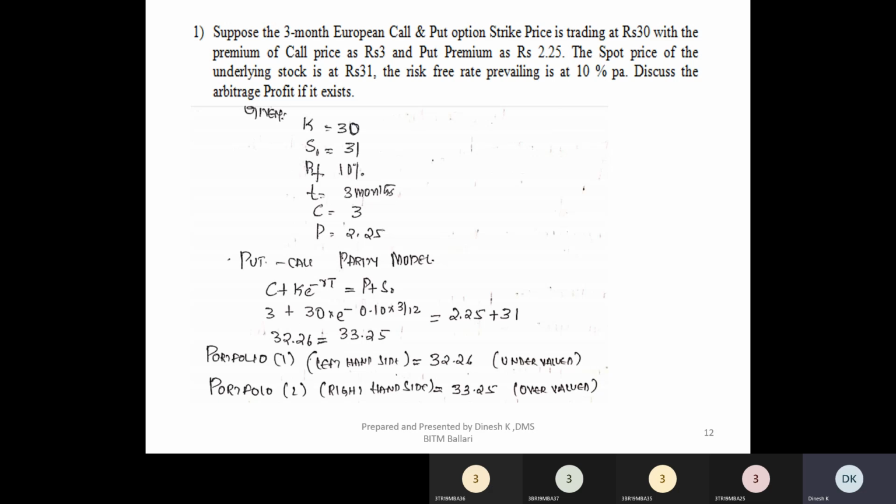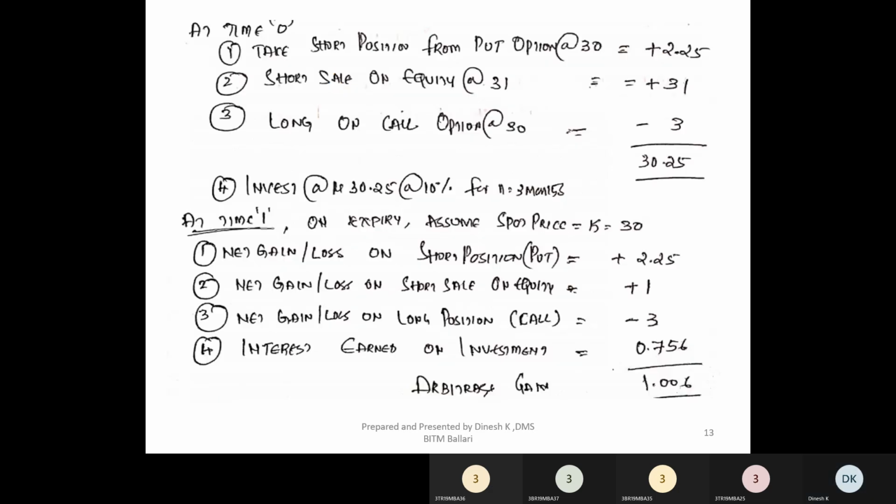My right hand side portfolio, which has value 33.25, is greater than my left hand side portfolio, so I call that overvalued, right? When it is overvalued, I need to take a short position. I need to take a short position on a put option, and a short sale on the equity. Fine, clear? Now let's look at how exactly things go on.